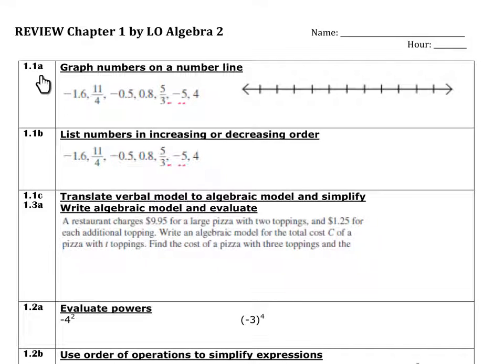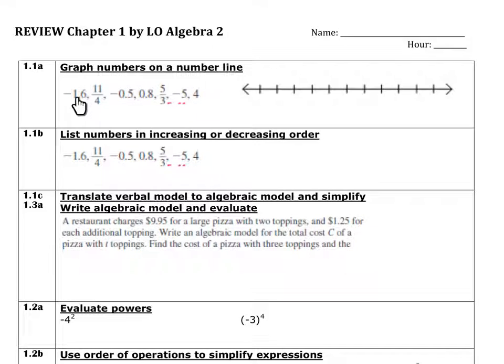Learning Objective 1.1a wants you to graph numbers on a number line. Here we have 7 different numbers they want us to graph on this number line. Notice all these numbers are in different formats. What I would do is get them all as a decimal and then compare them.